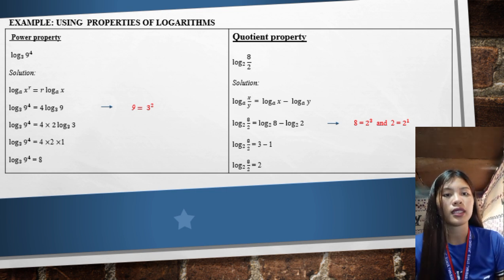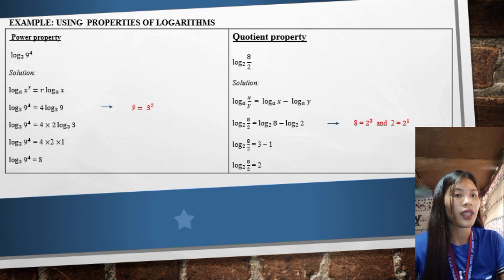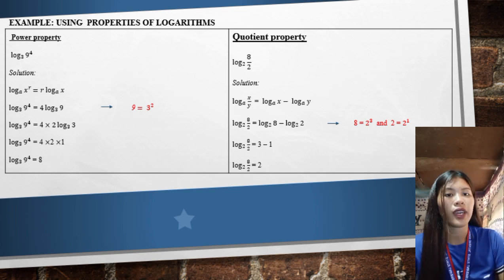So we all know that 9 is equal to 3 squared. So we can write the expression as log base 3 of 9 raised to 4 is equal to 4 times 2 times log base 3 of 3. Since log base a of a is equal to 1, we have log base 3 of 3 is equal to 1.